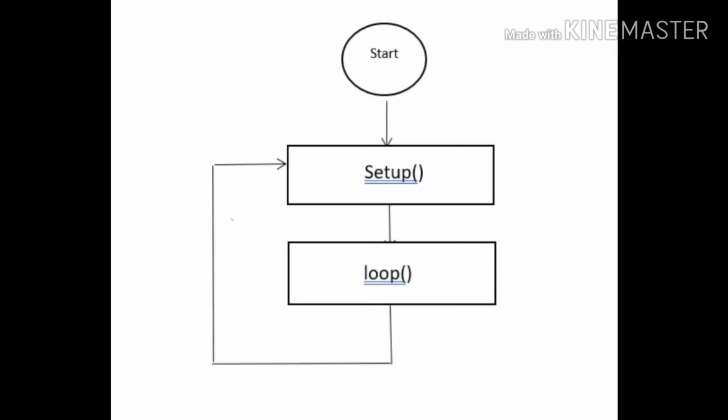This is the main flowchart. You can see it starts and enters the setup function, then enters the loop function, then goes back to the setup function. If you notice, this flowchart doesn't have an endpoint because this program will never be terminated unless it runs out of power supply.